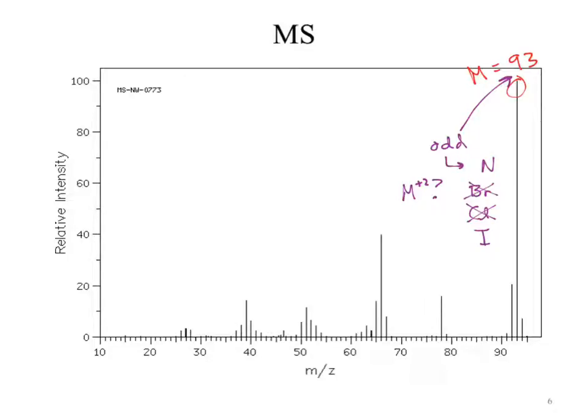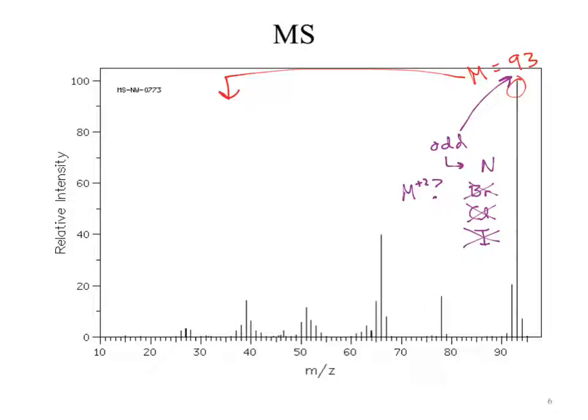What is the mass of iodine? 127. If the mass of my compound is 93, is iodine present? No. That's what I expect you to get out of mass spec. We have 1, 2, 3, 4, 5 pieces of information. That's pretty much the bare bones of it. We want to go to the next highest level up in understanding. We can get a possible formula from this.